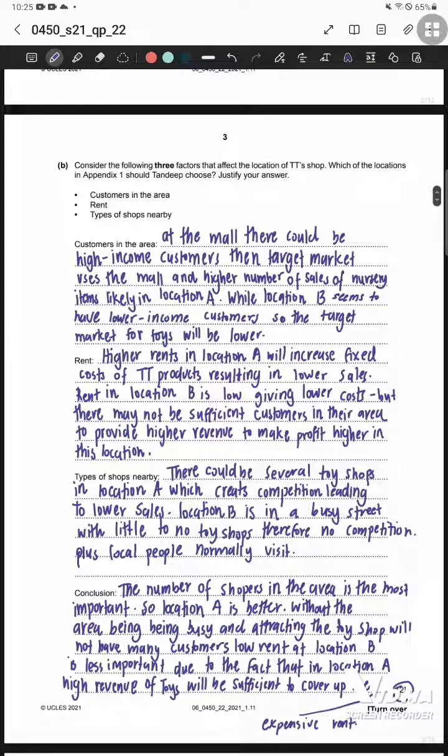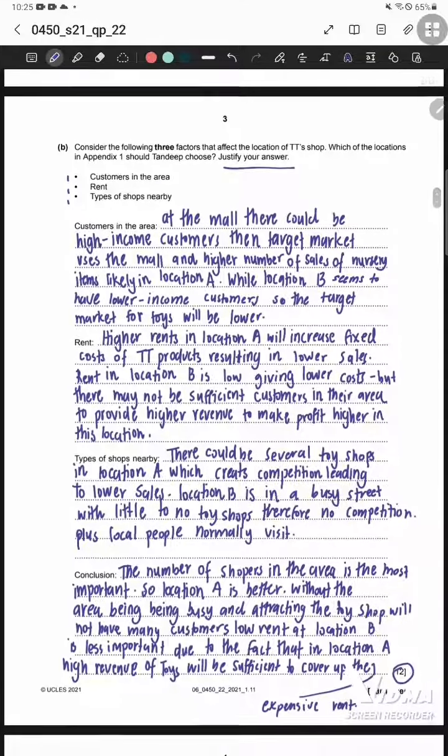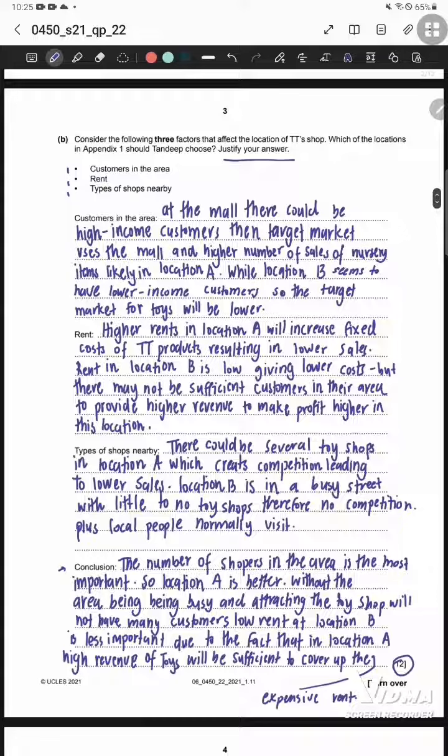Okay, so this question is: consider the following 3 factors that affect the location of TT's shop. Which of the locations in Appendix 1 should Tandem choose? Choose your answer. Justify your answer. So this is 3 situations, and we have a conclusion. These situations will help us choose which location is better. And it doesn't really matter which one you choose, actually, as long as you're able to support your answer.